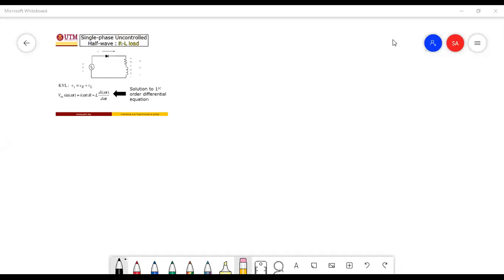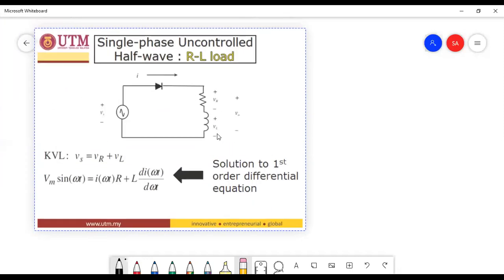So, this is still chapter 2, Rectifier, but the subtopic is the single phase uncontrolled half wave, where we are using the diode, and right now it is connected to what you call an inductive load, where you can see here the resistor is connected in series with the inductor.